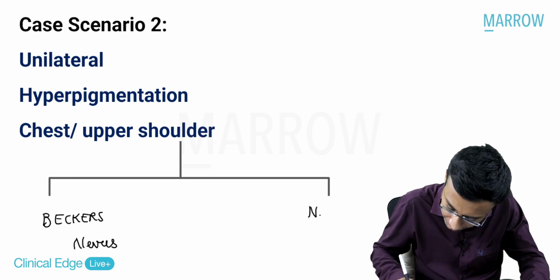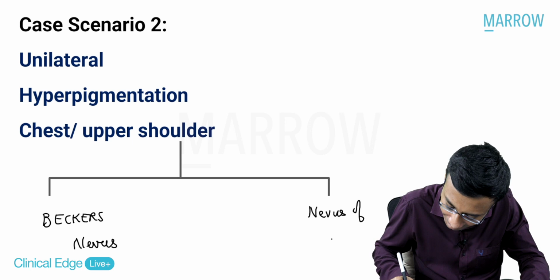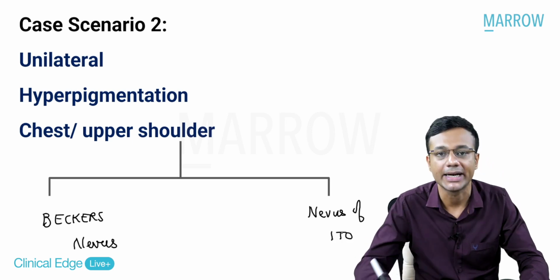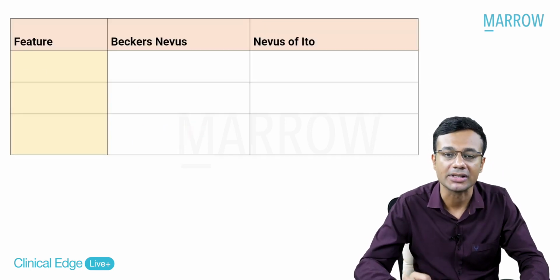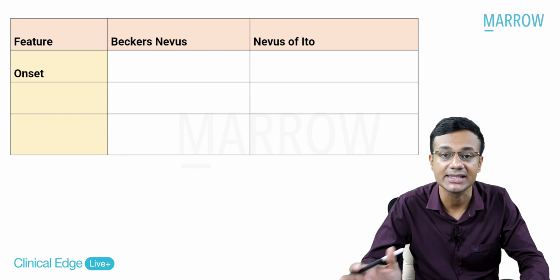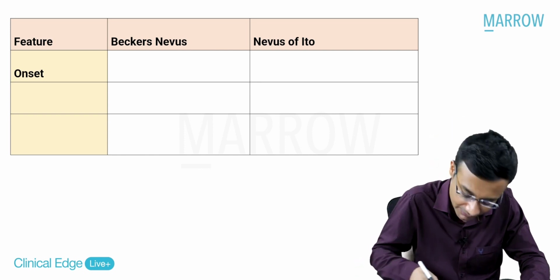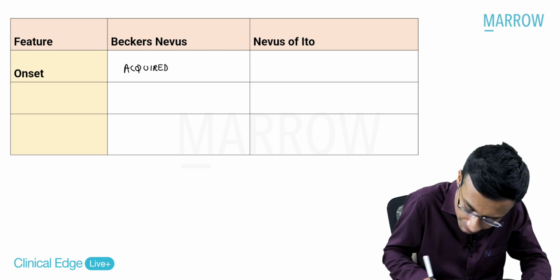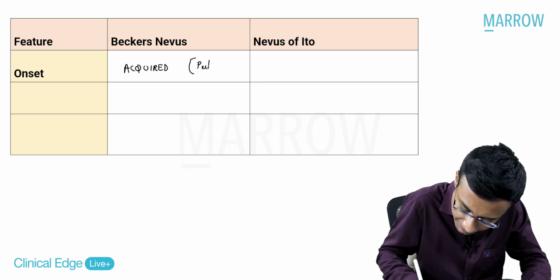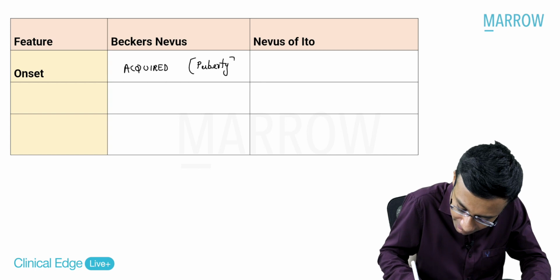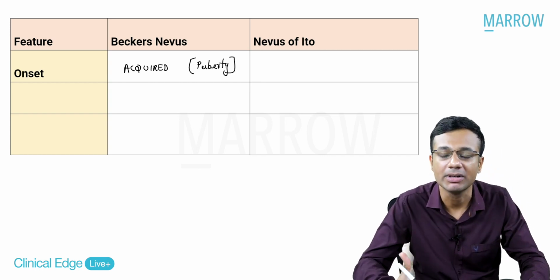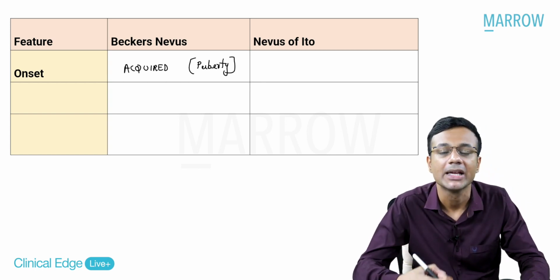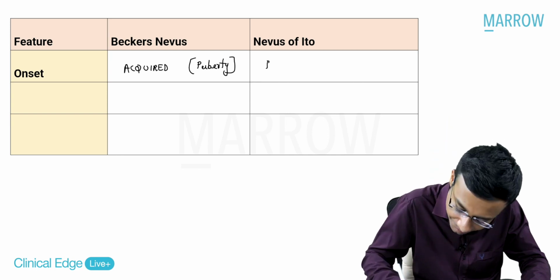Number 2, nevus of Ito. So what are the differentiating points here? Number 1, always remember first is the onset. Please remember Becker's nevus is an acquired condition. When I say acquired, it is usually under the influence of the androgens, which is going to be active at the time of puberty. So the lesion appears during puberty. Nevus of Ito is seen since birth or early childhood.